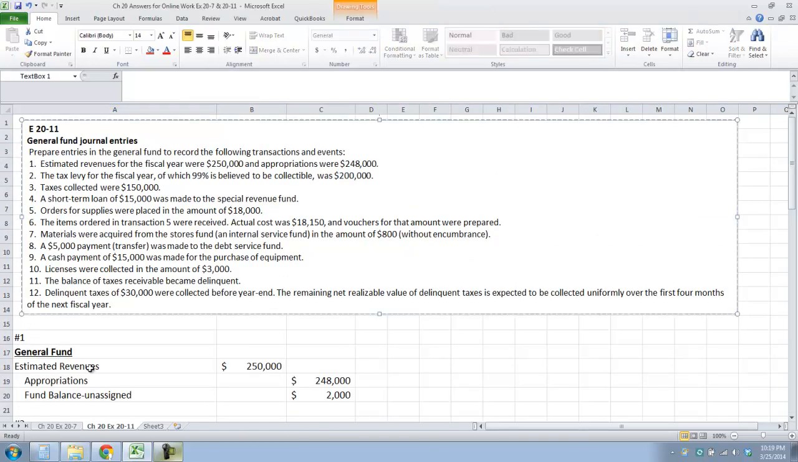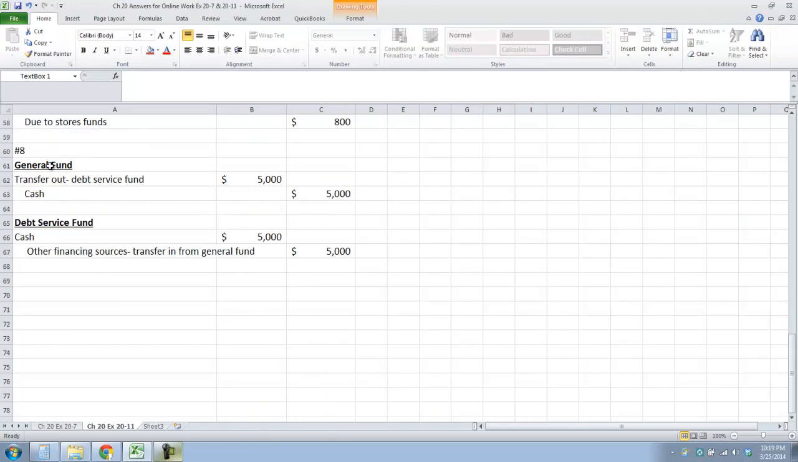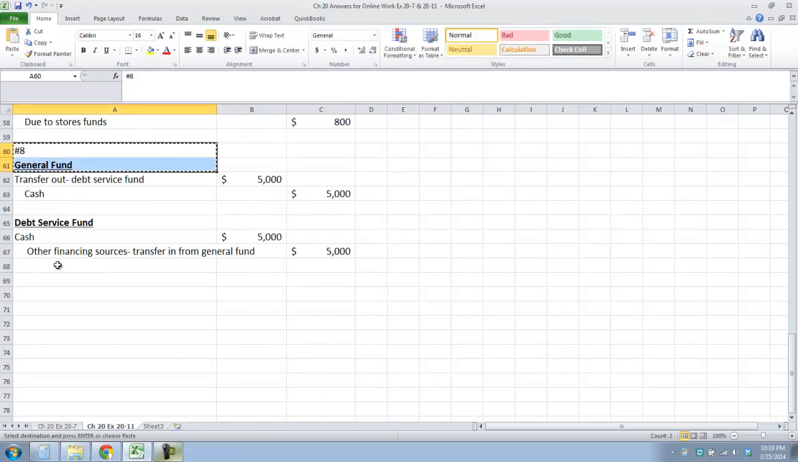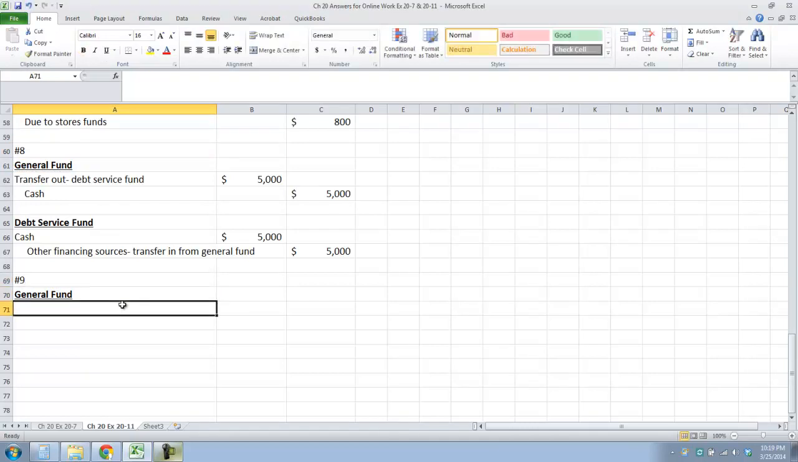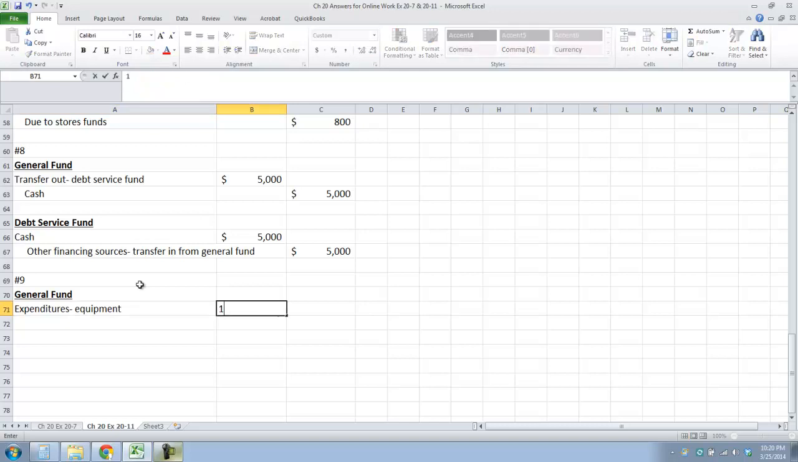Number 9 says a cash payment of $15,000 was made for the purchase of equipment. So, the equipment on fund-based financial statements: expenditures, equipment, 15,000, cash, 15,000.